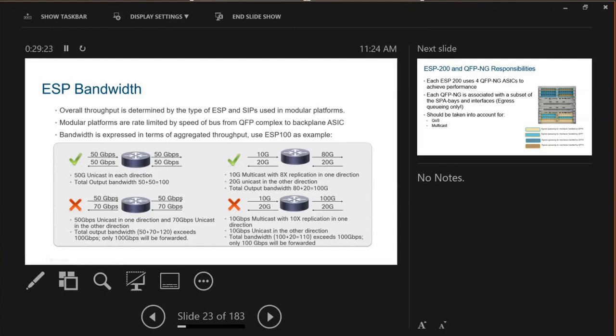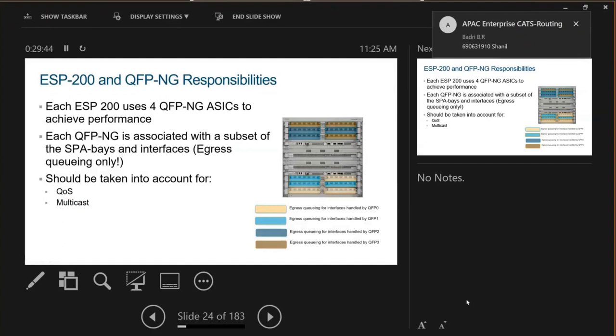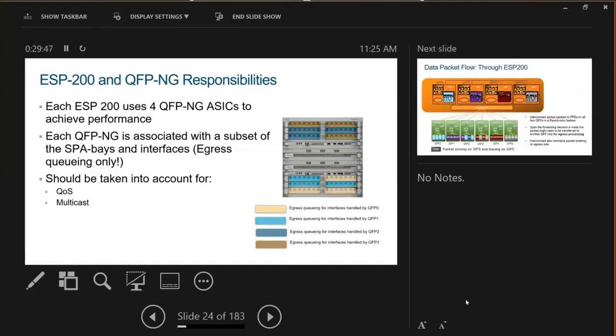Similarly, here we have 10 Gbps of ingress multicast traffic with 10 times replication. So that will give us 100 Gbps plus 20 Gbps unicast traffic. So only 100 Gbps will be transmitted. The remaining 20 Gbps will be dropped because it exceeds the limitations. So these are ESP100. ESP200 has a different functionality.